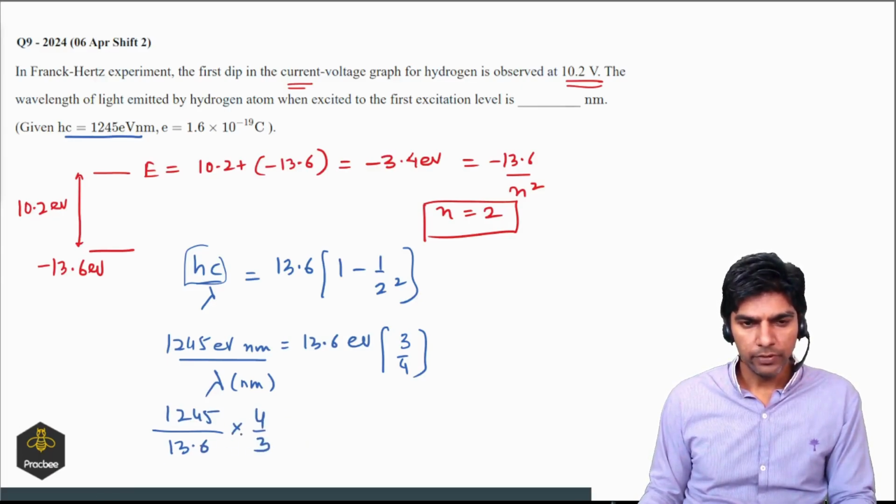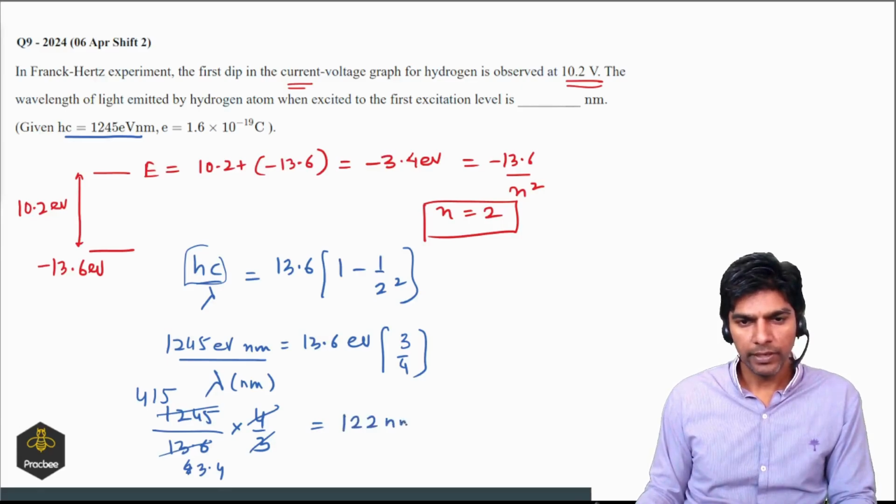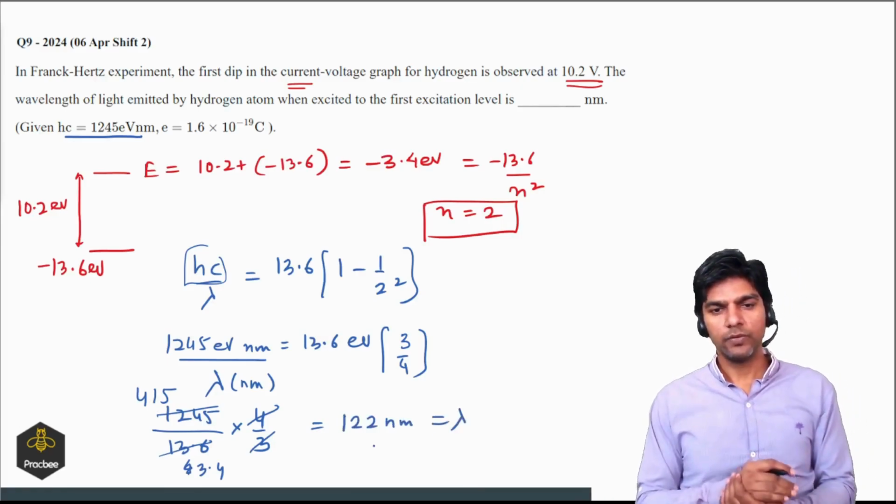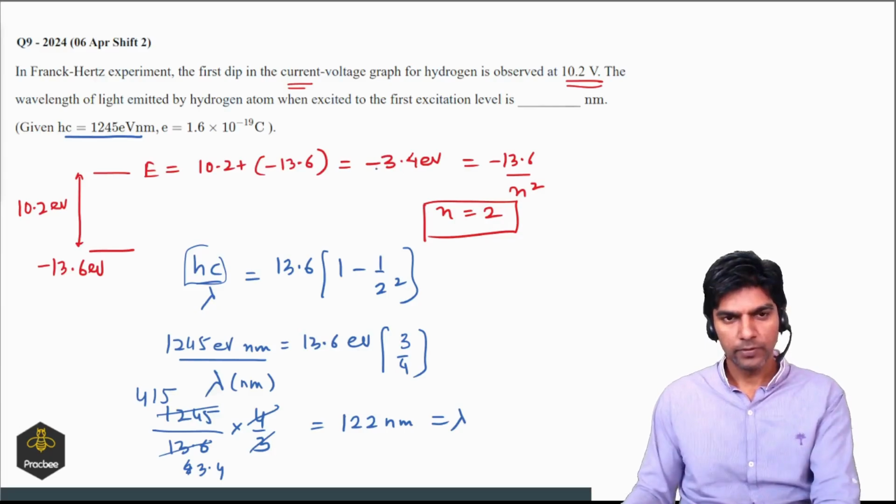Okay, so let us simplify this. So this will be 3.4, and this will give us 415, and if we simplify this, and we have to find the answer in nanometer, so it will be nearly 122 nanometer, right? So lambda comes out to be 122 nanometer in this question. So that is the answer.